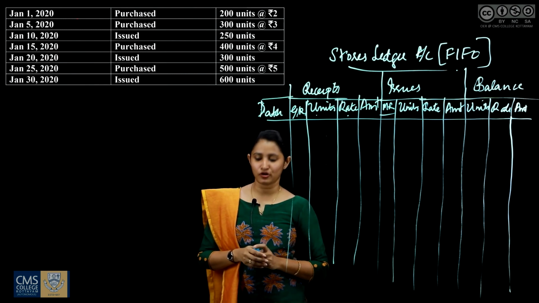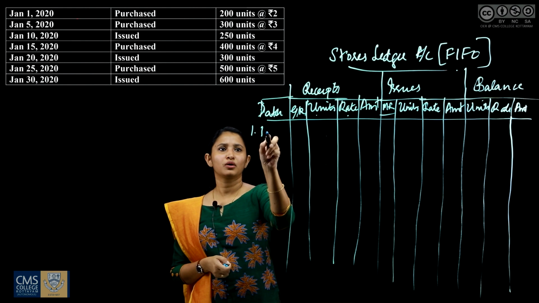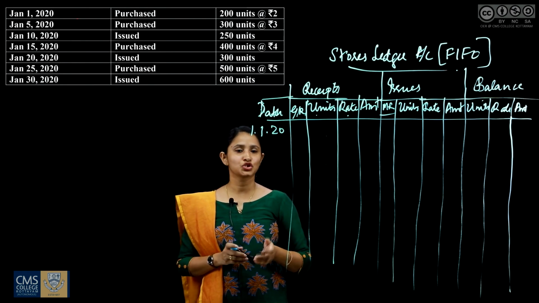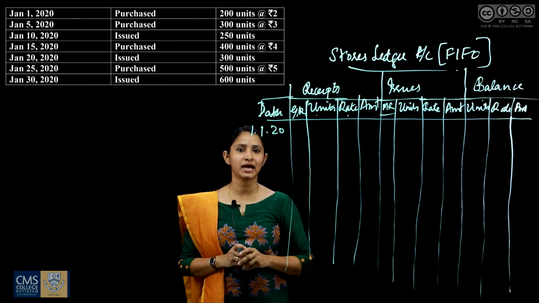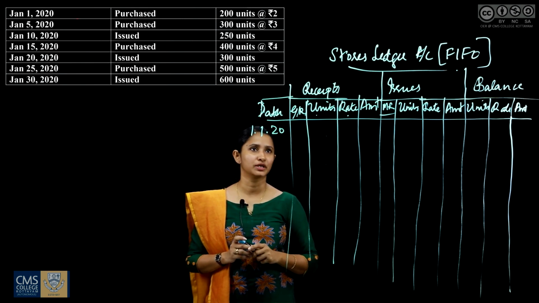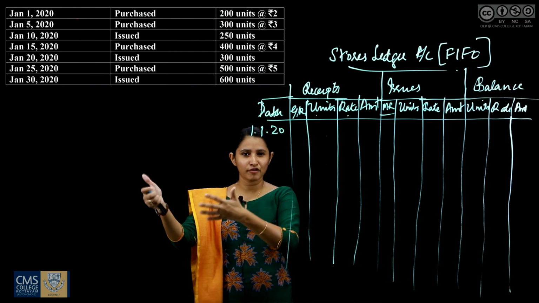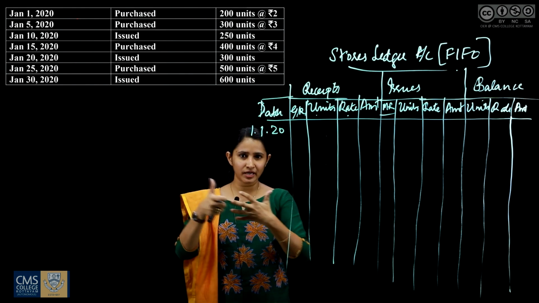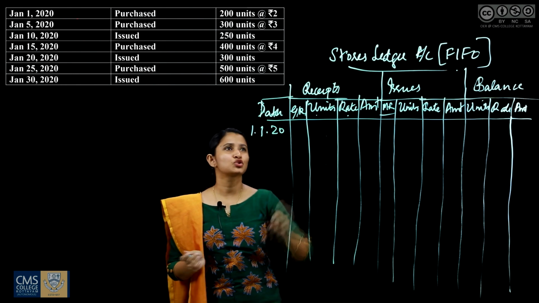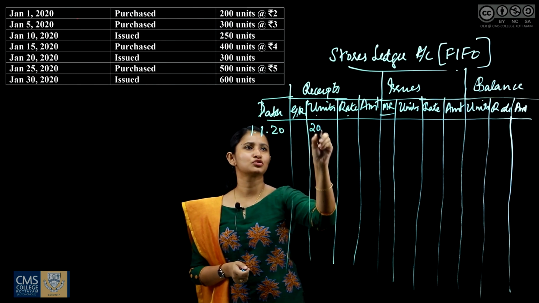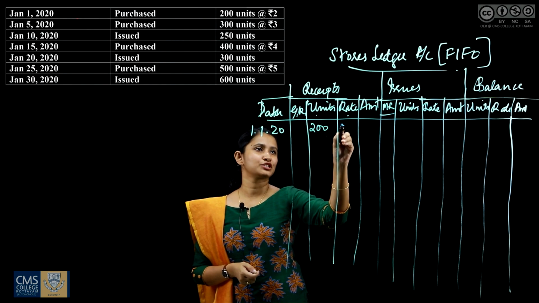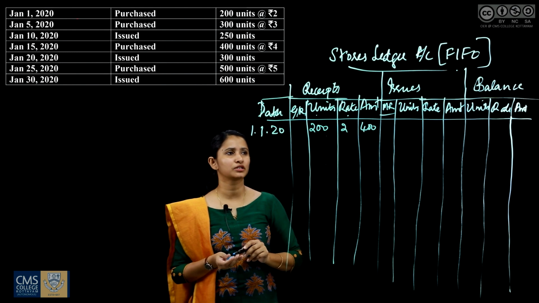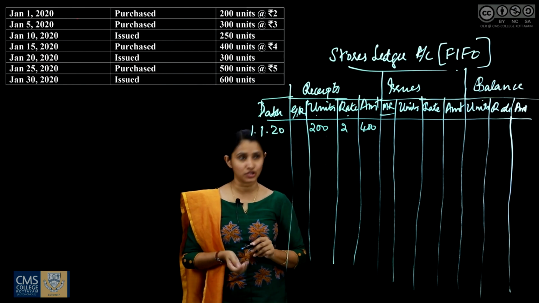And they are saying that on 1st January, on 1/1/2020, 200 units were purchased at 2 rupee per unit. Since we have purchased it from the supplier, we are receiving materials into the stores. So it is shown in the receipt column: 200 units purchased at 2 rupee per unit. So we have materials worth 400 rupees in our stores.